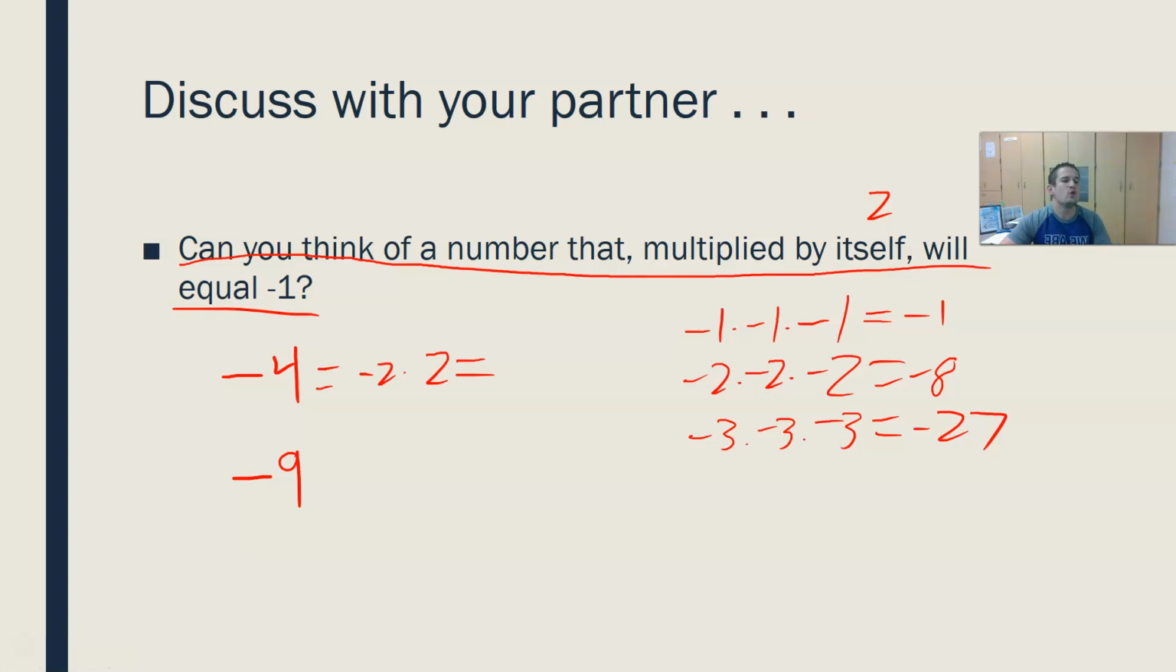So in the real numbers, if you remember what real numbers are, they're numbers, anything that can be written as a decimal or a fraction. All of those are considered real numbers. There is not a real number that I can multiply by itself that would give me a negative. Okay, there's not one.